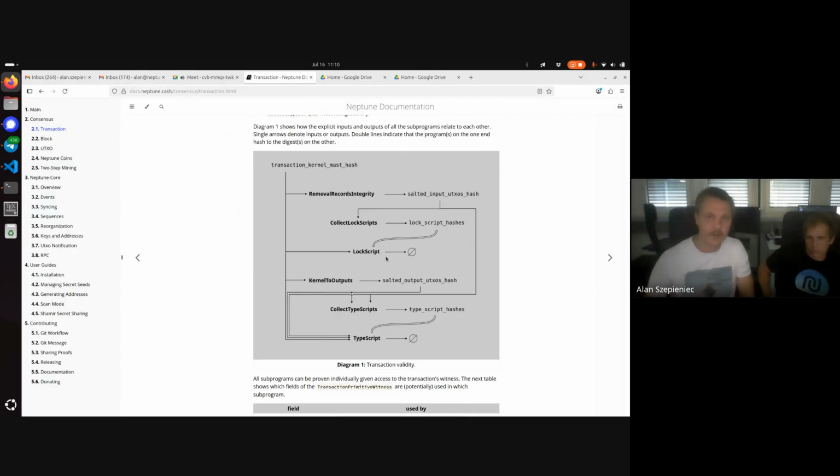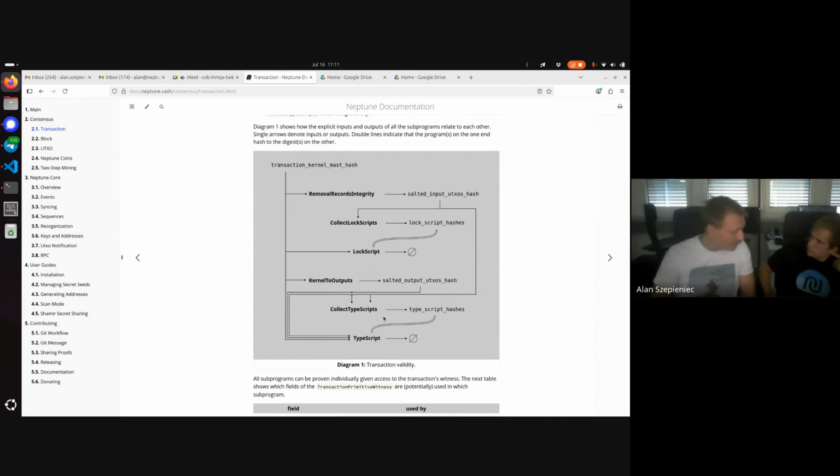Right, correct. And then kernel to outputs, just as removal records integrity computes a hash of all input UTXOs, so does kernel to outputs compute a hash of all output UTXOs. And so with the inputs and output UTXO lists, we can collect all the TypeScripts. So basically in this program, we iterate over all the UTXOs and collect all the TypeScripts that we see there. And hold on, yes, what is a TypeScript?